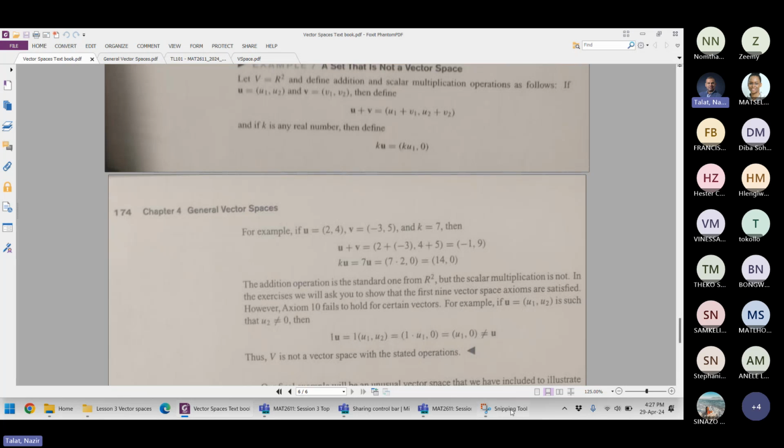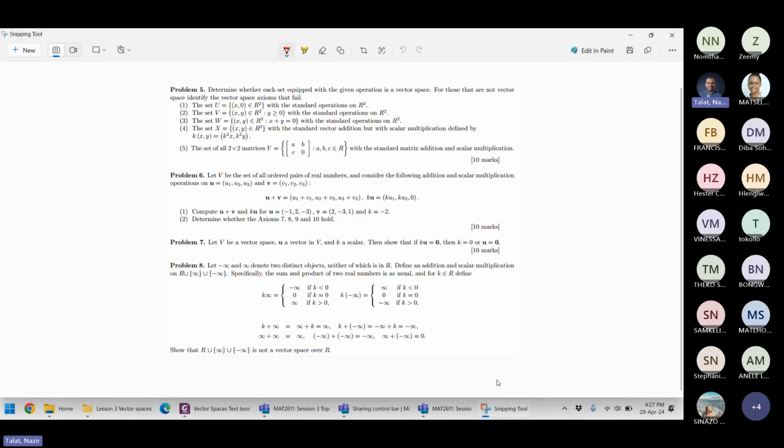Similarly, here you can check whether the same axiom number 10 holds or not, like 1 times u is equal to u or not, where u is, suppose, 1 2 3 or 1 1 1. If you take u as the vector 1 1 1, then is 1 times u the same as 1 1 1 or not? If it doesn't hold axiom number 10, then you just say that axioms 7, 8, 9 hold, but axiom number 10 doesn't satisfy.